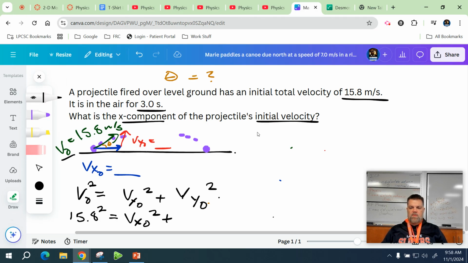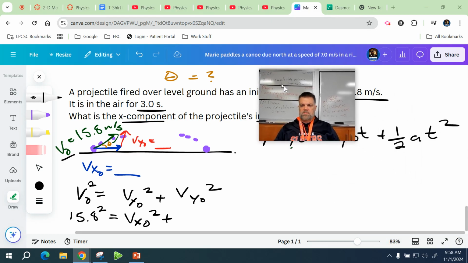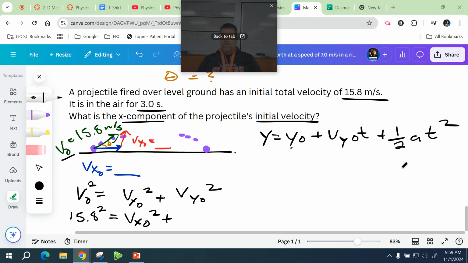Well, how do I find Vy? Well, remember, this is just like the other problem. Y equals Y naught plus the initial velocity in the y direction times time plus 1/2 times acceleration times time squared.